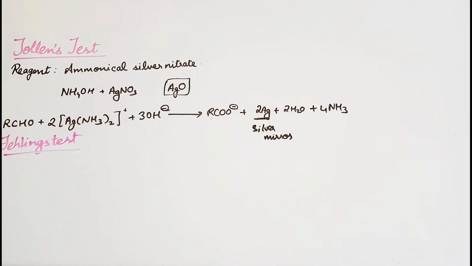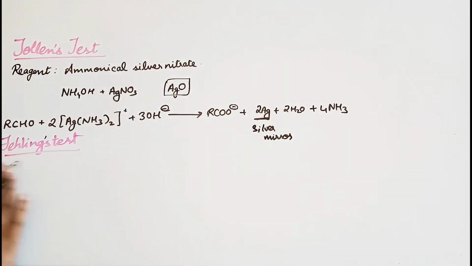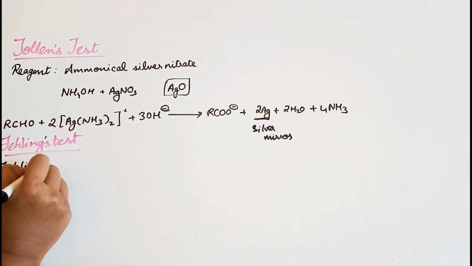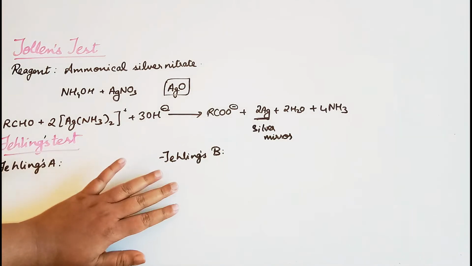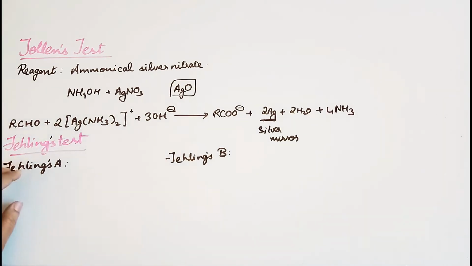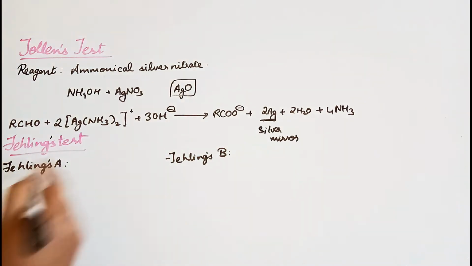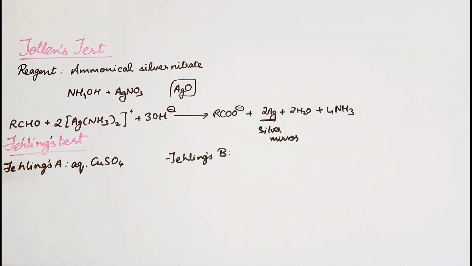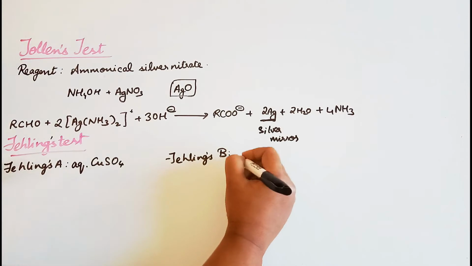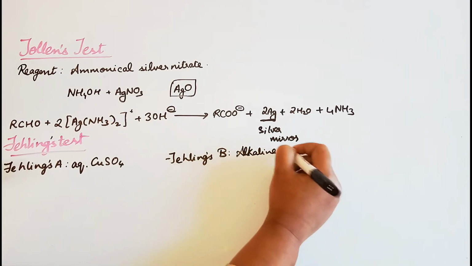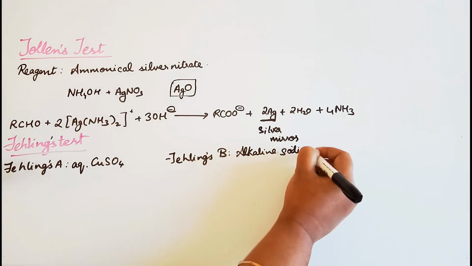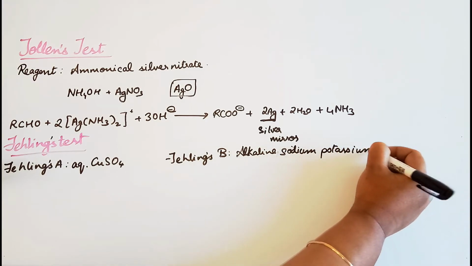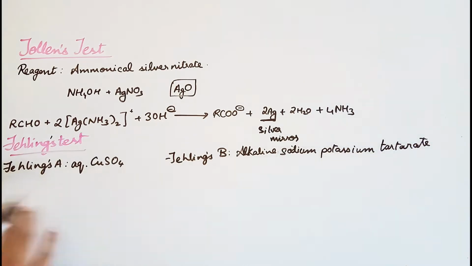Fehling's test consists of two solutions, Fehling's A and Fehling's B. Before the test is done, they mix equal quantities of Fehling's A and Fehling's B. Fehling's A consists of aqueous copper sulfate, whereas Fehling's solution B consists of alkaline sodium potassium tartarate, and this is called Rochelle's salt.